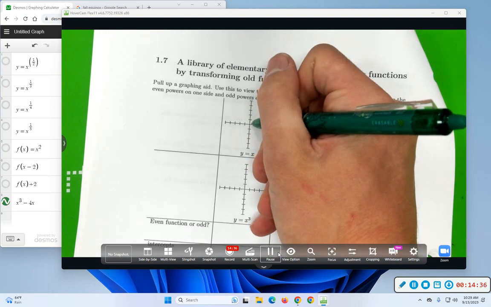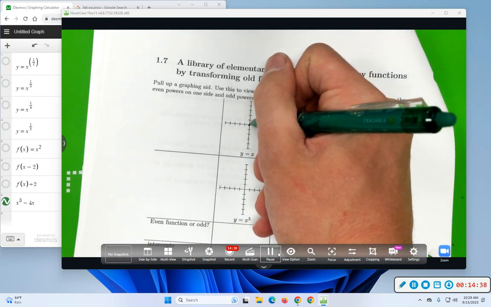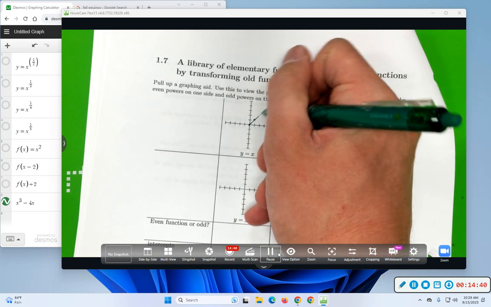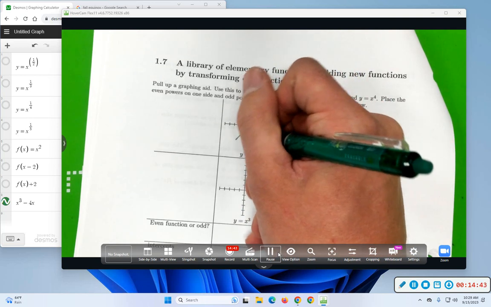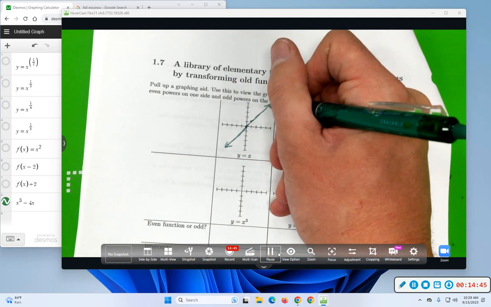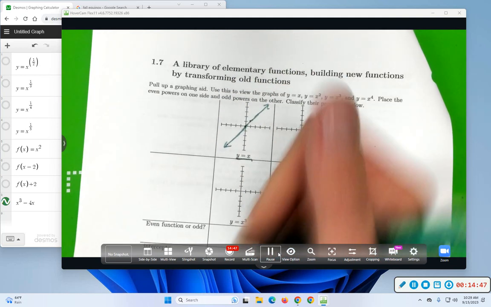And it's exactly what you described. It's like a diagonal line. But maybe more precisely, it's a line whose slope is exactly 1 and goes through the origin. There's the line y equals x.